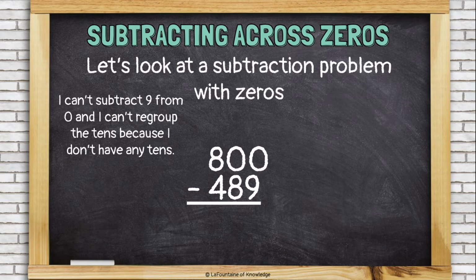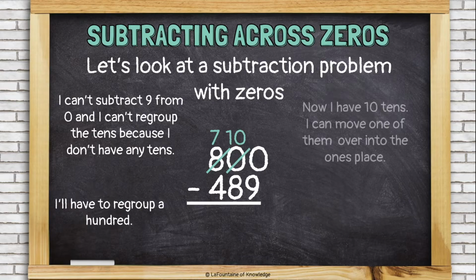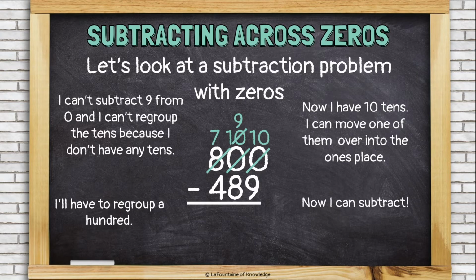But I can't borrow from the tens place because I don't have any tens either. I'll have to go all the way back and borrow or regroup 100. So if I take away a group of 100, I only have 7 hundreds left. Now I'm going to break that 100 I took into 10 tens. So now I have 10 tens. Now I can take one of the tens away and move it over into the ones place, leaving 9 tens and 10 ones. Now I can subtract. 10 minus 9 is 1, 9 minus 8 is 1, and 7 minus 4 is 3.